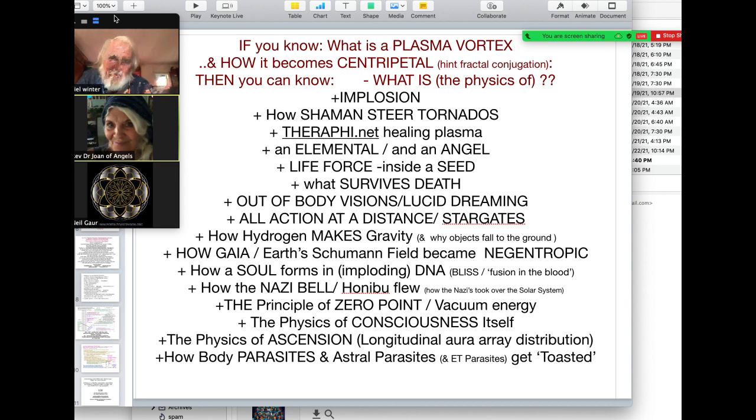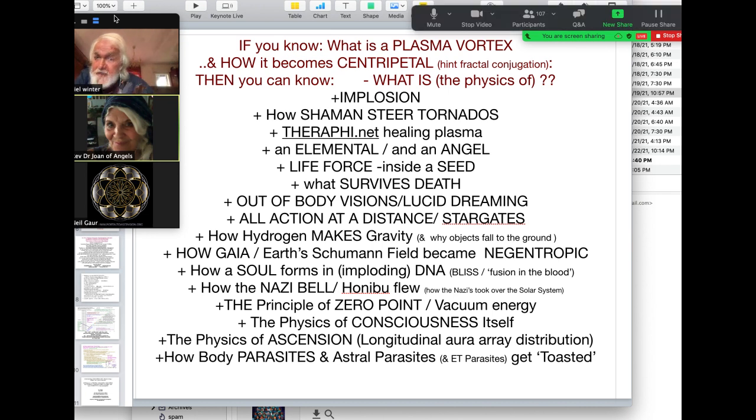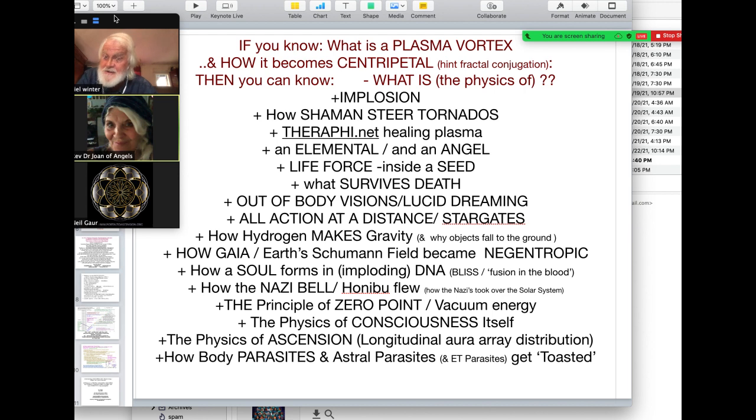A practical example, when Victor Schauberger was watching his water vortex with piezoelectrically doped rock powder spontaneously get colder, called implosion, and the moment when it spontaneously got colder was the moment it started generating electricity from gravity, which later we're going to see is a key to the Honibu Nazi Bell vortex, which was a gravity maker. So that's an example of implosion, a centripetal force.